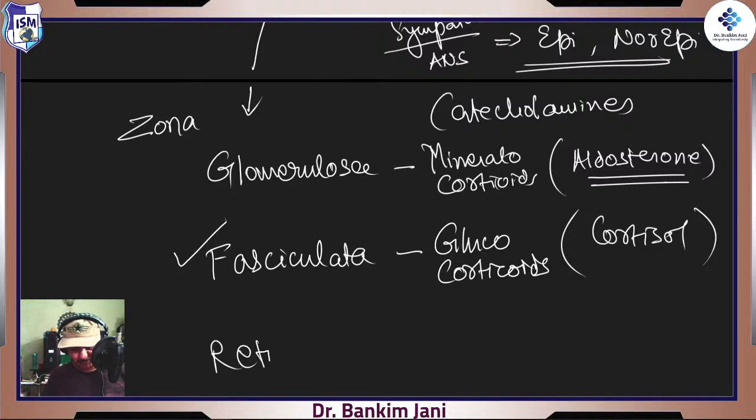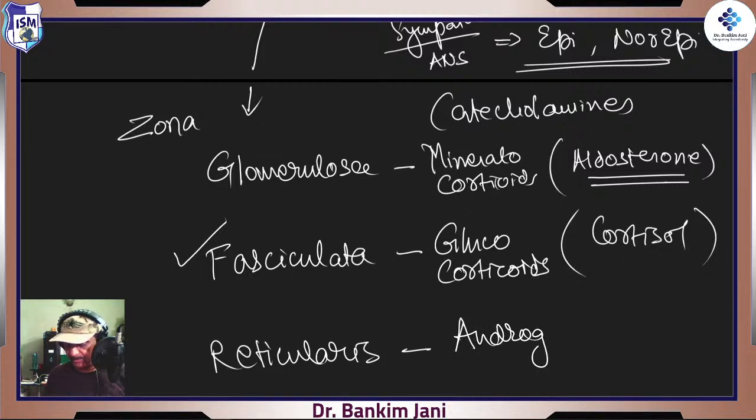And finally, this is the zona reticularis. Zona reticularis is for androgens, right? Androgens are classically known to stimulate muscularization. So muscularity is with these androgens. Now there is an example. This is what is called DHEA, right?